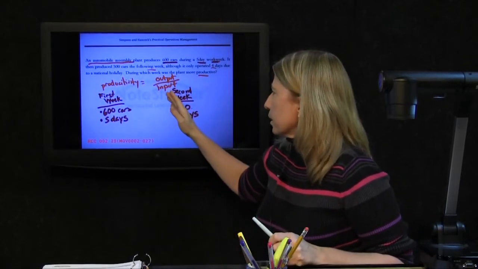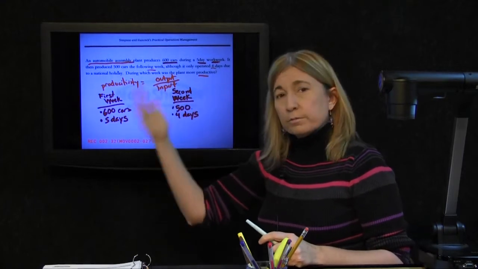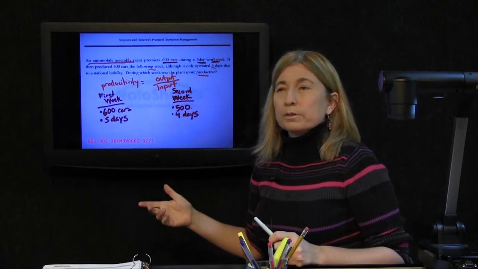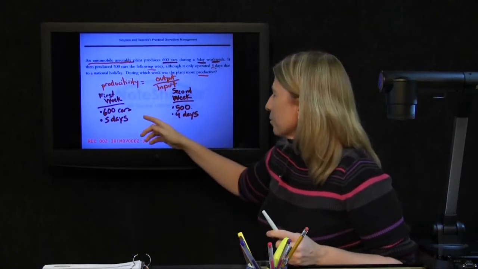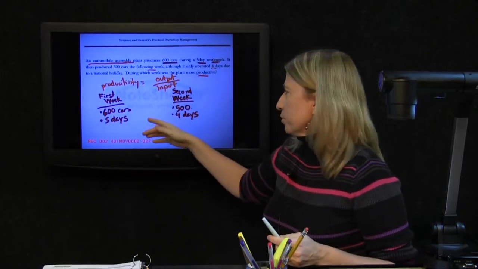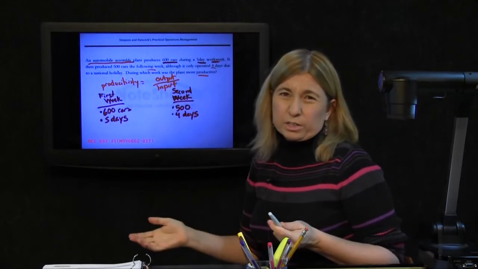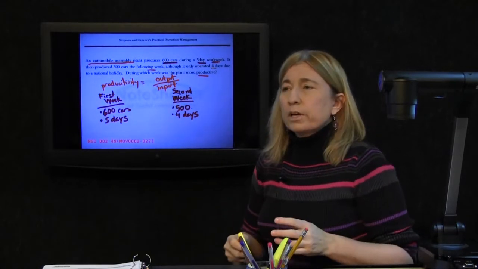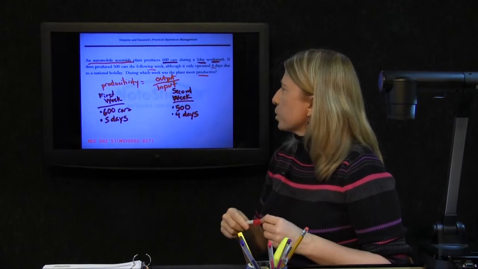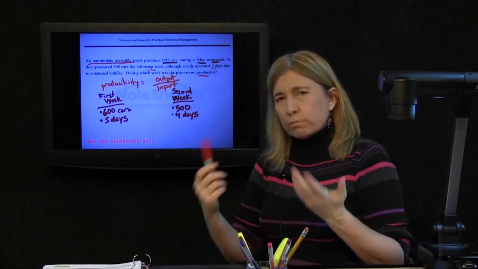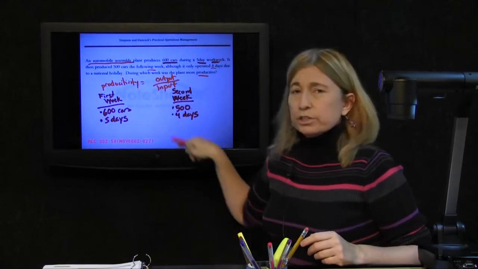Because productivity is output over input, the next helpful step is to identify, okay, what's the output, what's the input? Well, in this particular problem, the output is obviously cars. That's what they're producing. And the only input that's mentioned is the work days. It worked 5 days. Okay, like labor, work days at the plant.